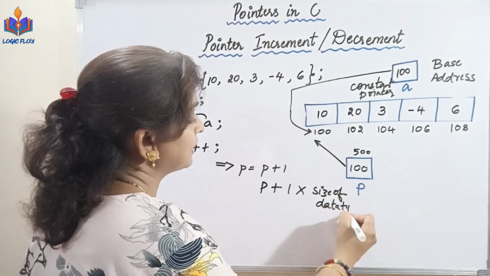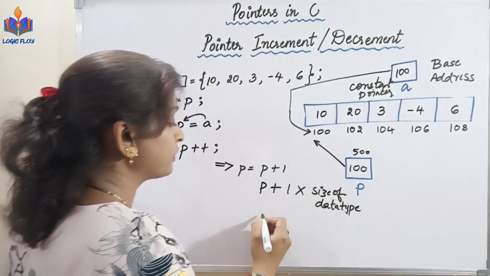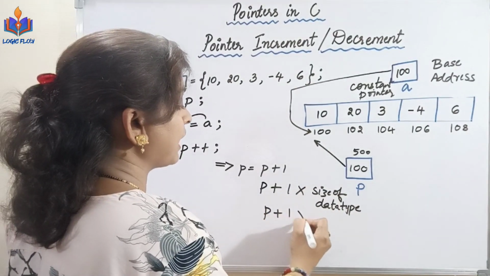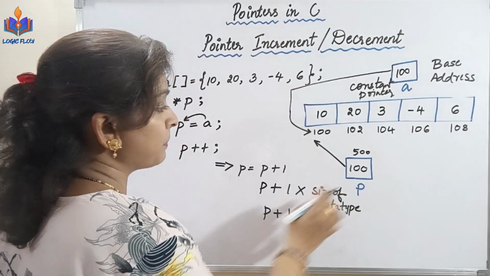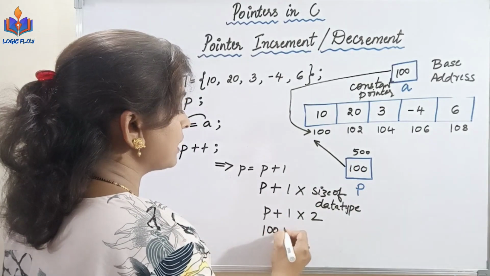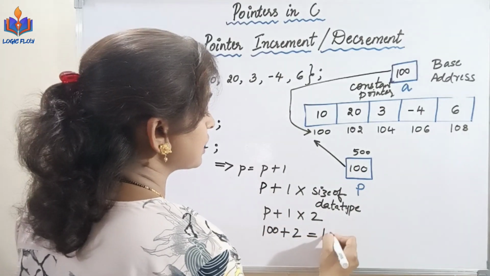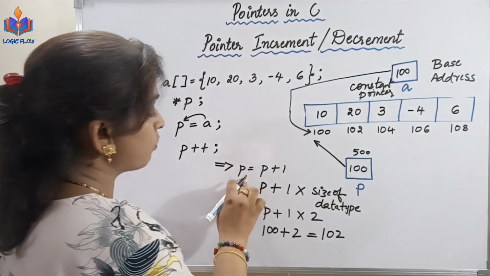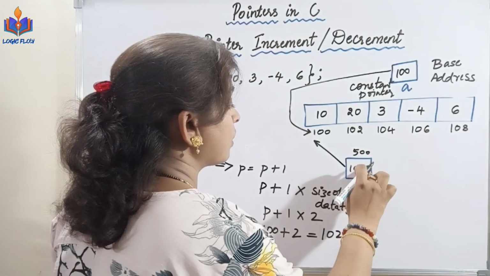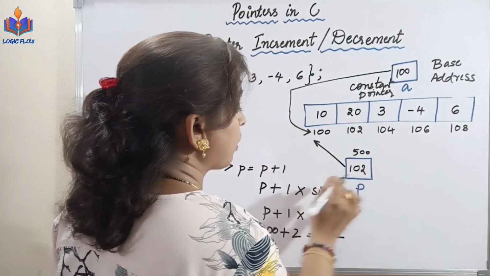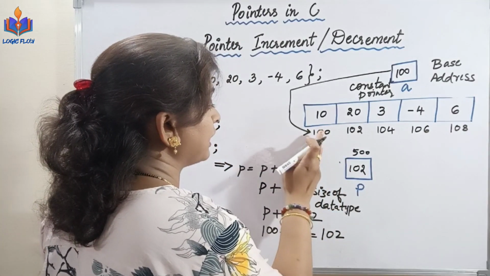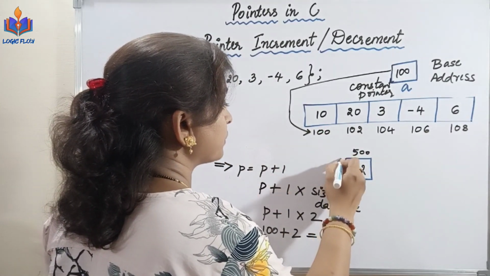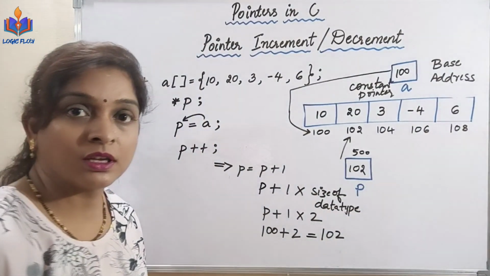So if I take the size of the data type as 2, it is P plus 1 into 2. What is P? P is holding 100. 100 plus 2, it is 102. So what is the new value for P? It is 102. Now the pointer P is pointing to 102.